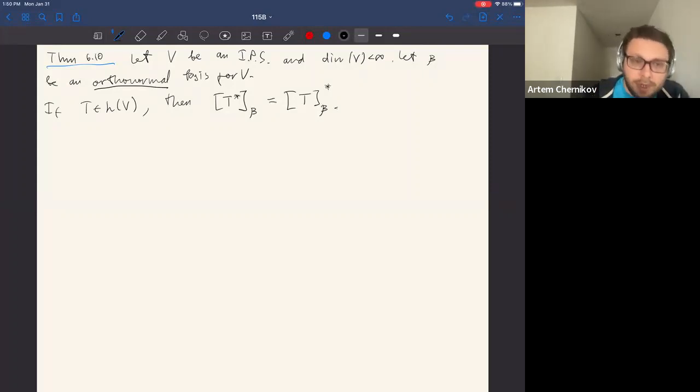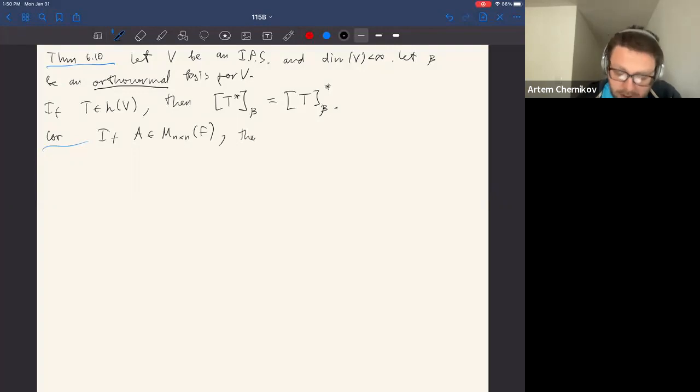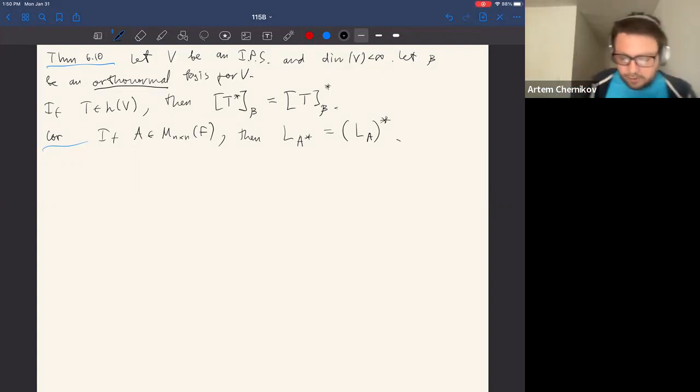And the last thing we need from this review is a corollary which says that if A is an n by n matrix over the field of scalars F, then the linear operator L A star corresponding to multiplication by A star is going to be the adjoint of the linear operator L A corresponding to multiplication by A. Okay, so this is of course an immediate corollary of the theorem, because remember L A is represented by the matrix A, so we get this. All right, so these are the adjoint operators.